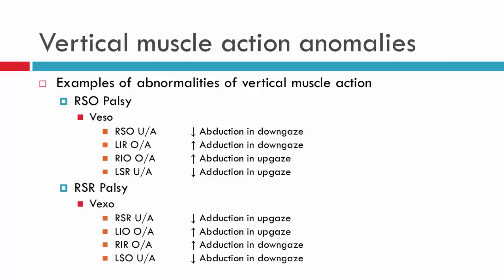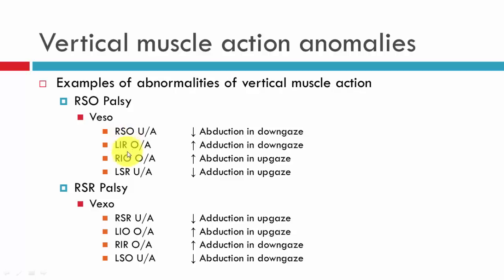Here I have a list of cyclovertical muscle palsies and how you would explain a V pattern in these instances. Let's start off with a right superior oblique palsy. Now, here we expect a V-ESO, and an ESO because a right superior oblique would generally cause an esotropia in primary position.